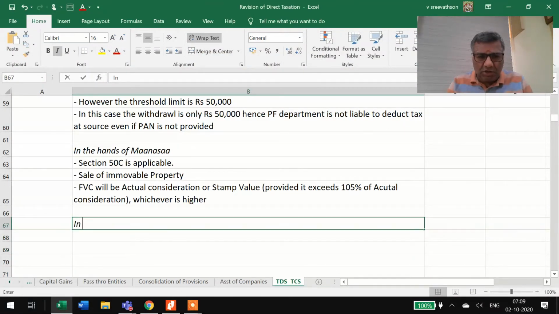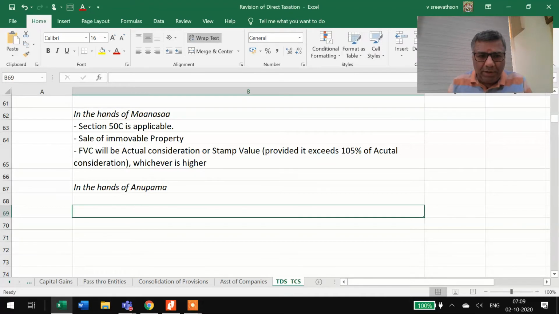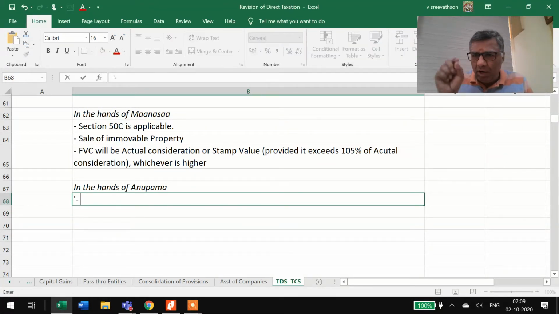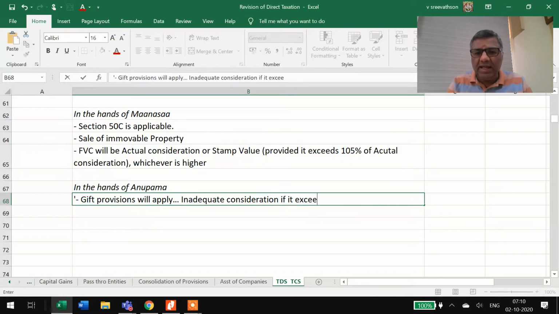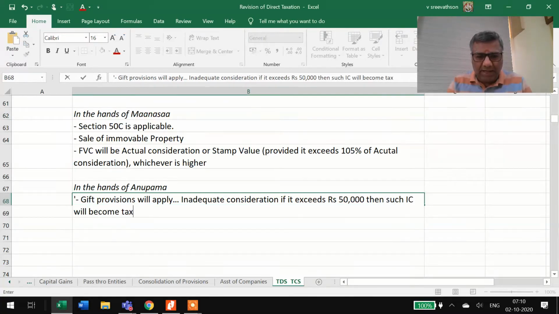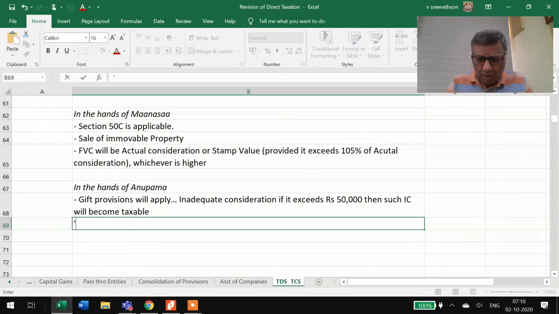Now let us focus on the hands of Anupama. In the hands of Anupama, how will this provision apply? Two provisions will apply. One, gift provisions will apply. That is inadequate consideration, if it exceeds rupees 50,000, then such inadequate consideration will become taxable. This is one provision.